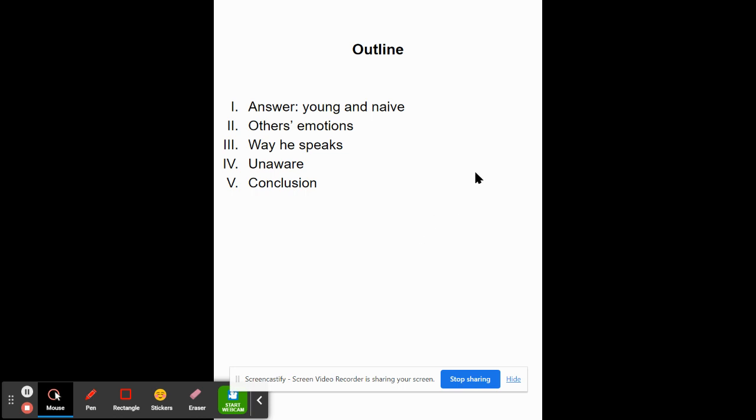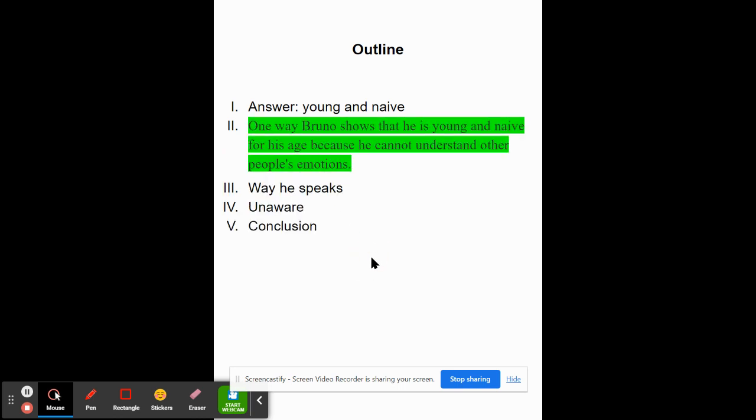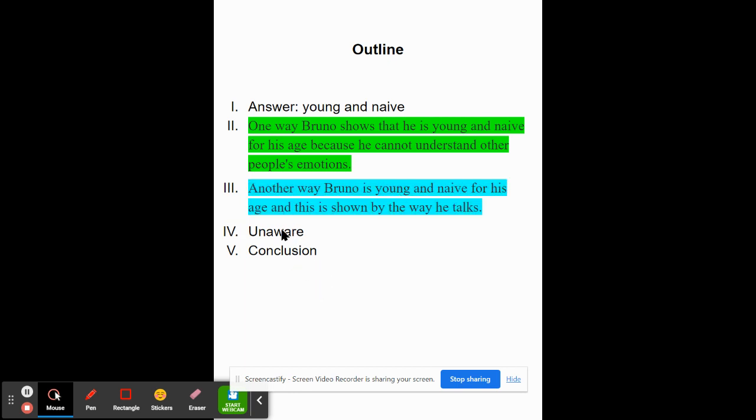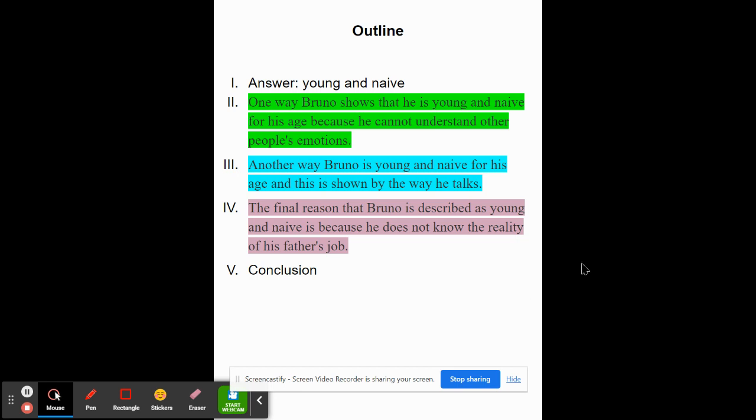So the next step is to take these 3 concepts and turn them into sentences. For his inability to process other emotions, she wrote, "One way Bruno shows that he's young and naive for his age is because he cannot understand other people's emotions." She took the way he speaks and turned it into, "Another way Bruno's young and naive is shown by the way he talks." And for the third one, unaware, she focused on his father's job and the fact that Bruno didn't know what that was. She turned that into, "The final reason he is young and naive is because he does not know the reality of his father's job." So those are our 3 topics.